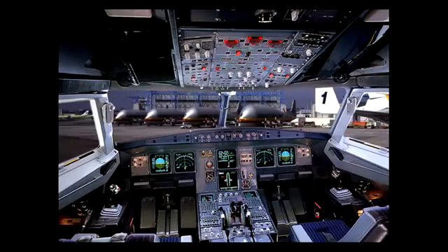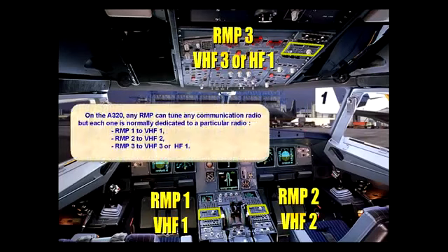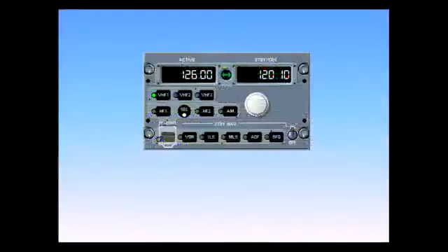On the A320, any RMP can tune any communication radio, but each one is normally dedicated to a particular radio. RMP1 to VHF1, RMP2 to VHF2, RMP3 to VHF3 or HF1. The SEL, or select light, illuminates white when a pilot selects a radio on an RMP which is not dedicated to that RMP. This will be explained in more detail in the normal operation module.